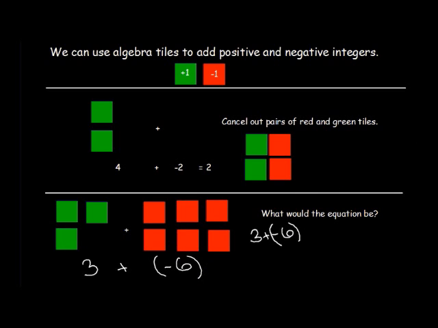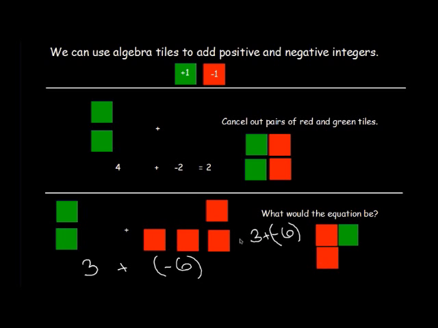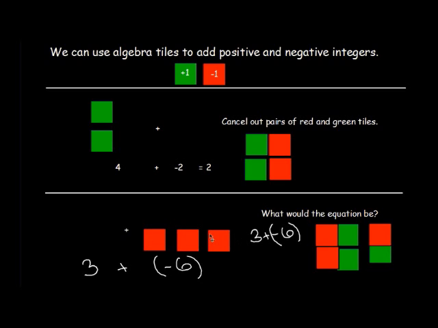Alright, now if I wanted to solve this, again, we can make our zero pairs. And so we're going to combine all these red and greens until all that I have left is one color. Alright, so now I have 3 reds left. So what that means is that 3 plus negative 6 is negative 3.